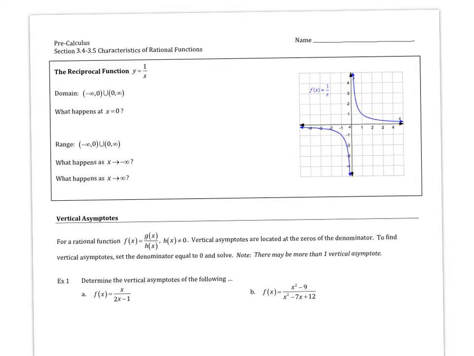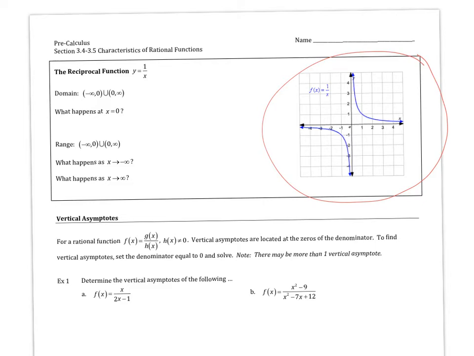This video is going to talk about rational functions and some general characteristics of rational functions before next week when we get into graphing rational functions. So we start by looking at the reciprocal function y equals 1 over x, which you'll see graphed over here. And when we look at the domain of it, going from left to right, we see that there's something happening from negative infinity to 0, and then a break, and then something happening from 0 to infinity.